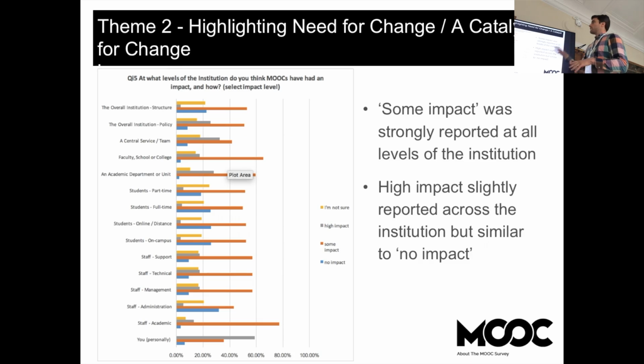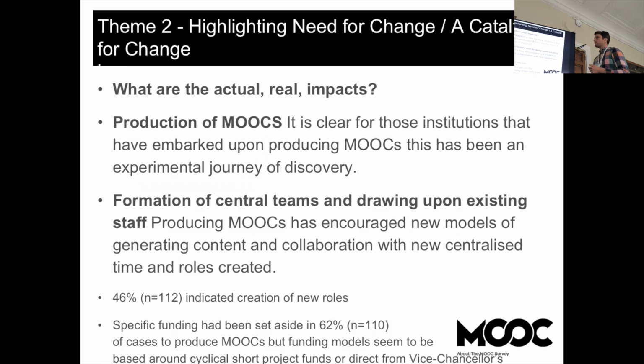So overall, this feeds into change, highlighting a need for change. There were questions tied into the previous two surveys about what levels of the institution you think MOOCs have had an impact on. The take-home message is that most people reported, whether you're talking about the overall institutional structure, central services, faculties, schools, the students, or the staff, that there was some impact. What specific impact individuals meant, the survey didn't go into, but it was enough for them to say they could see some impact and that change was occurring.